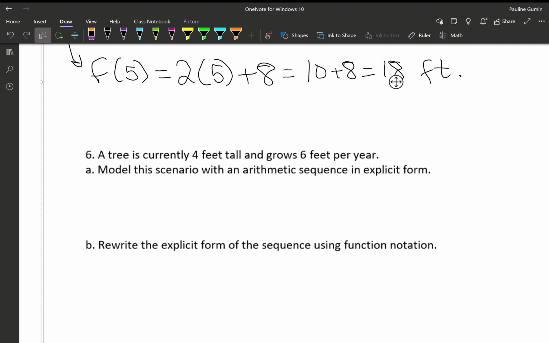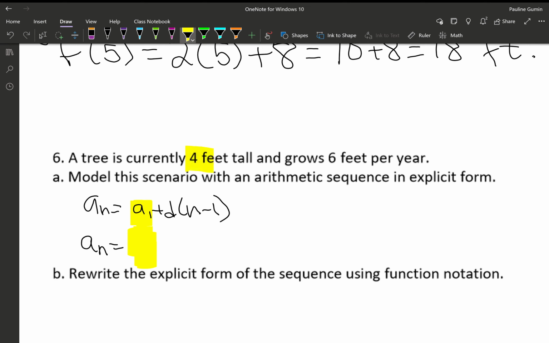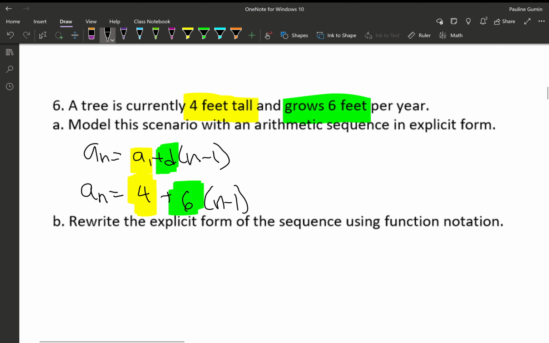Number 6. A tree is currently 4 feet tall and grows 6 feet per year. Let's model a scenario as an arithmetic sequence in explicit form. Okay, let's first write down the explicit form, which is an equals a1 plus d(n minus 1). Okay, let's figure this out. We'll have an equals. a1 is our first term. The tree is 4 feet tall, so 4. D is our common difference, our pattern. It grows 6 feet, so plus 6. And n minus 1 stays n minus 1.